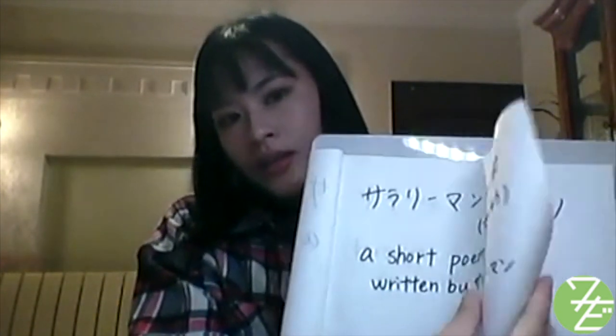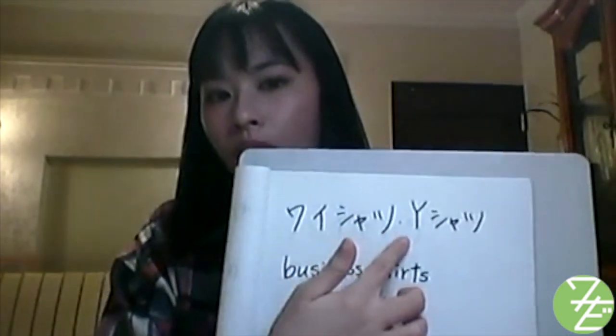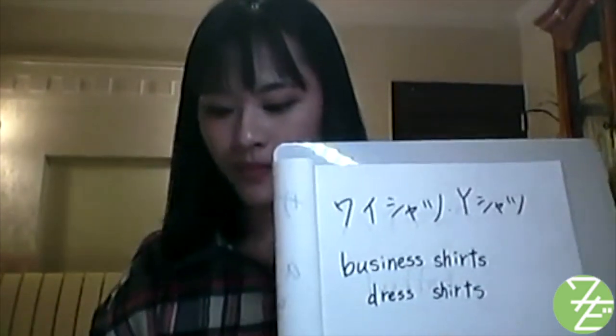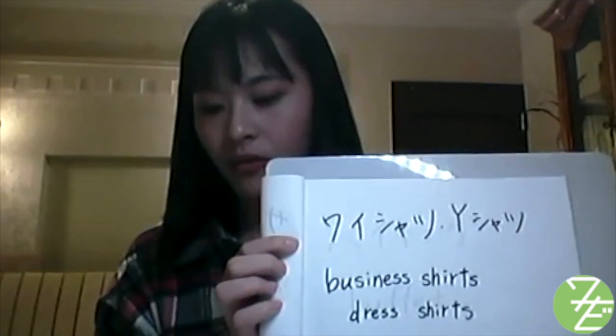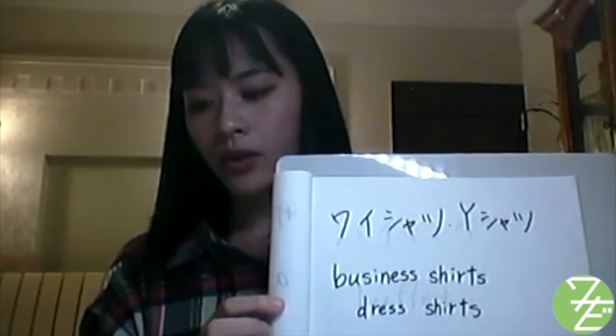Third, it is waishatsu or Y-shatsu. Y-shirts refer to business shirts or dress shirts, while the word T-shirt makes sense since the T-shirt forms the shape of the alphabet T. However, Y-shatsu doesn't have the shape of Y.